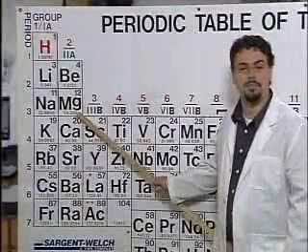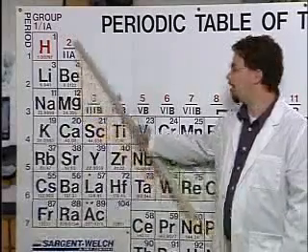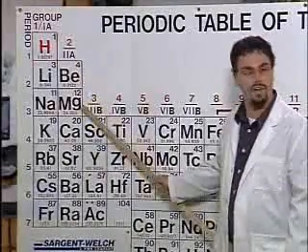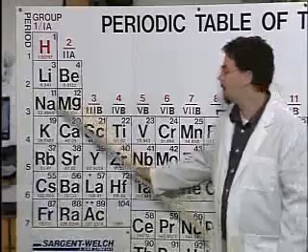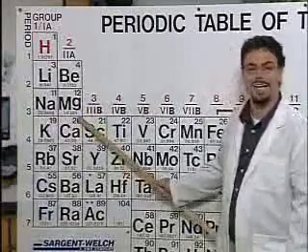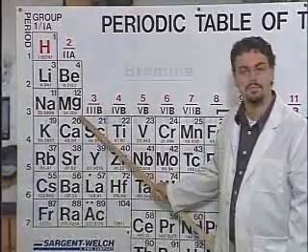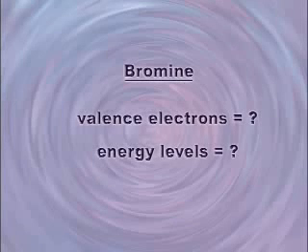Here is magnesium. Since it is in the second family, it has 2 valence electrons. And since it is in the third period, it has 3 energy levels. Let's do one more before we expand the usefulness of our cheat sheet. How many valence electrons and energy levels would an atom of bromine have?